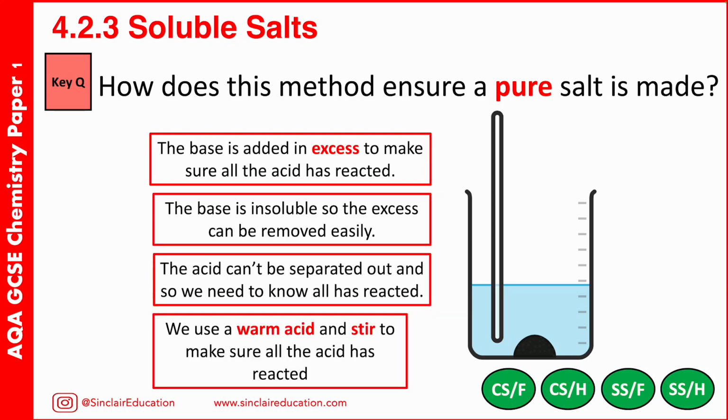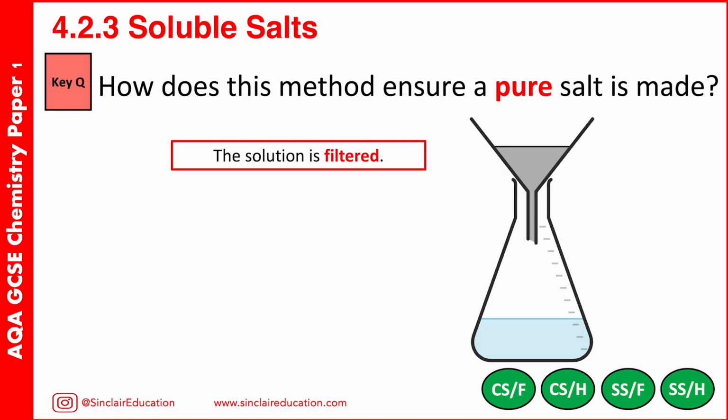Now with this, we'll use a warm acid and we'll stir, again, just to increase that rate of reaction and really ensure that acid is fully gone. The filtration then removes the insoluble base. So what this should mean is at this point here, all we've got is the salt in water. All the acid was gone because the base was added in excess, and the base is now gone because we filtered it out.